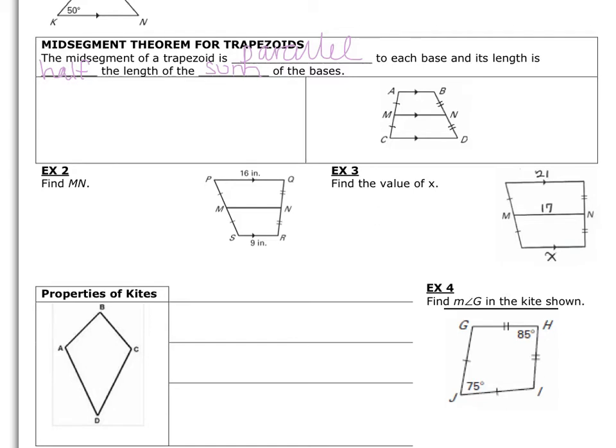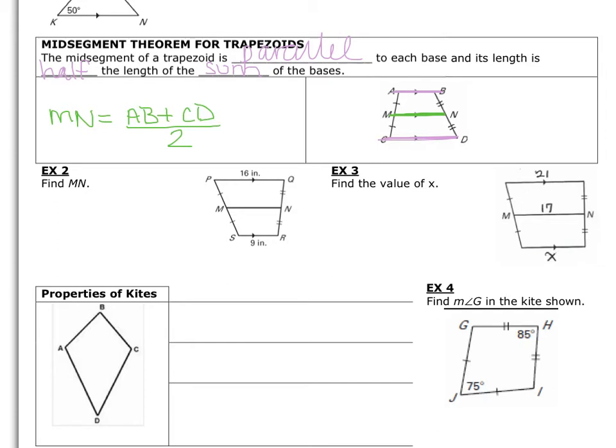So what that means is that if I wanted to find the length of this midsegment here, remember a midsegment connects midpoints. If I wanted to find the length of MN, what we would have to do is find the length of AB and add it to the length of CD and then divide it by 2. So you take the sum of the bases, so remember AB plus CD, you add those together, then divide by 2, it's going to give you the length of the midsegment.